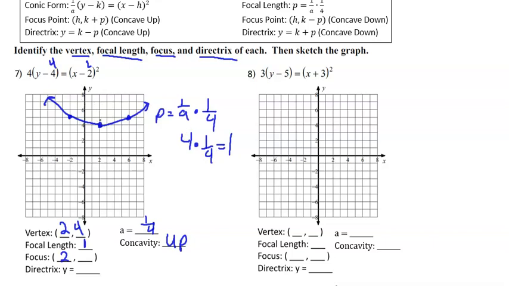The focus is always going to be on the inside of the parabola. The directrix will always be on the outside of your parabola. So in this case, we're going to add 1 plus the 4. 1 plus 4 is 5. Your directrix would be your 4 and then minus the focal length. That would be 3. So this one is at y equals 3, and this is your focus point, 2, 5.